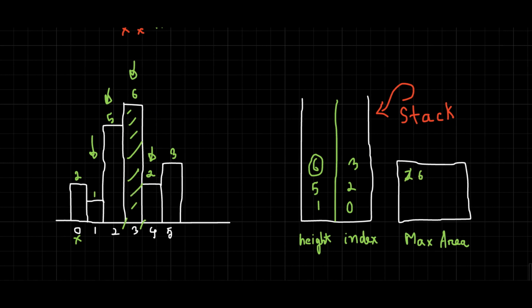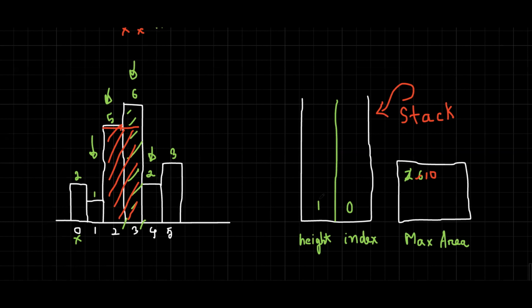Now, as we have processed 6, we have to remove 6 from the stack. Now here again we have seen that the top element of the stack is 5, which is greater than 2. So here we can make the area into this position, which is 5 multiplied by 2, that means 10, which is definitely greater than 6. So the max area will be 10. Now, as we have processed the element 5, we have to remove it from the stack.